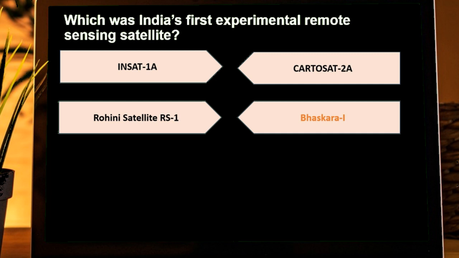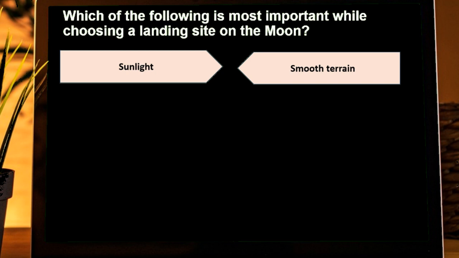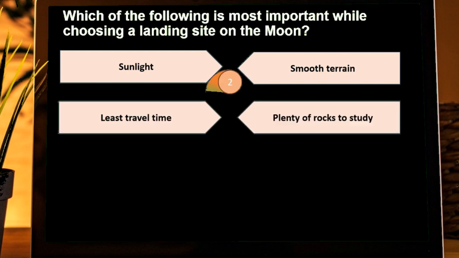Which was India's first experimental remote sensing satellite? Correct answer is Bhaskar 1. Which of the following is most important while choosing a landing site on the moon? Correct answer is smooth terrain.